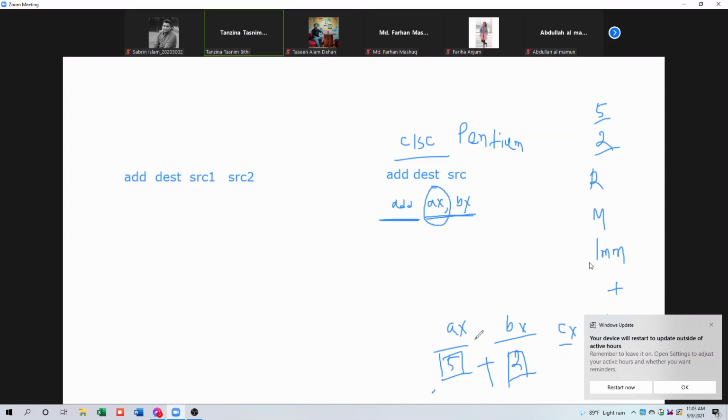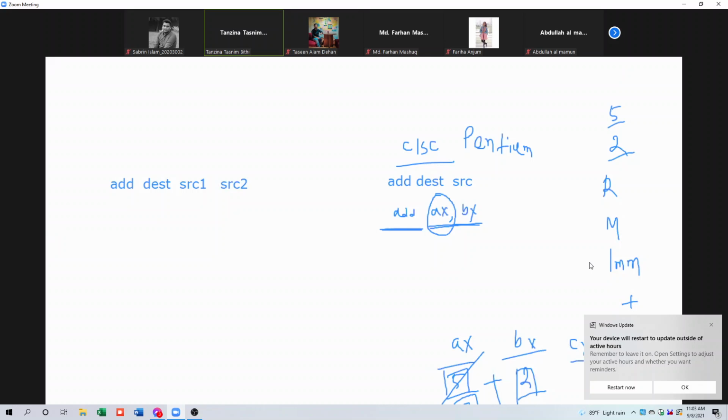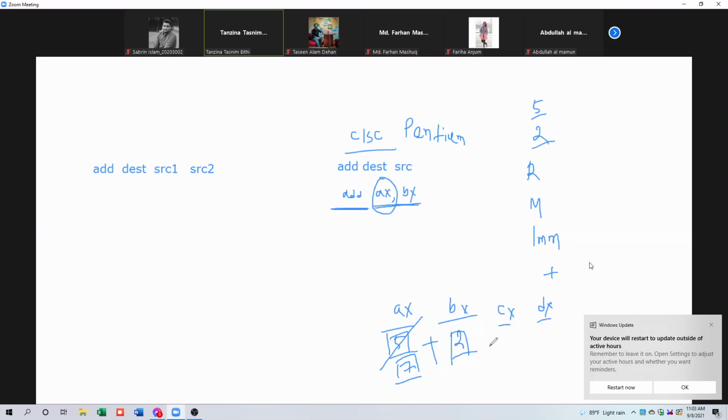Now it will change that register value. Now the new value of accumulator register is 7. So this is for which processor? For CISC processor. So in CISC processor, the processor can easily identify the source operand and the destination operand from where? From the instruction. If these are memory locations, then the addresses of the memory locations will be given. If these are registers, then the registers' names will be mentioned.